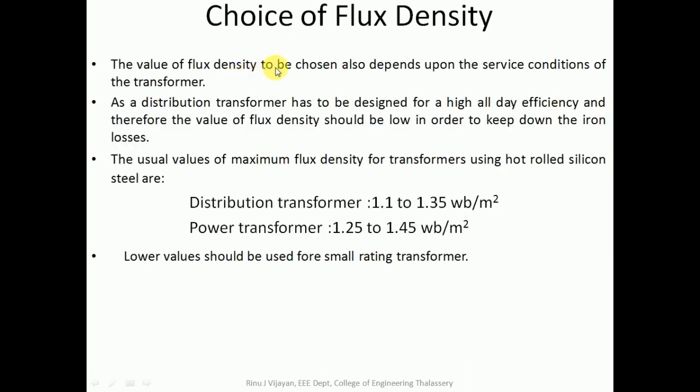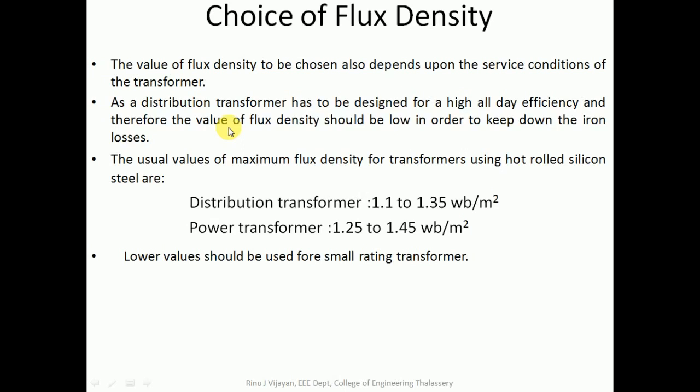The selection of flux density must depend upon the service conditions of the transformer. In the case of a distribution transformer, they are designed for a high all-day efficiency. So if you take a very large value of flux density, then the value of iron losses will also be very large. As I have explained in the last class, the distribution transformer remains turned on during the 24 hours of the day. Whether they are carrying the load or are in unloaded condition doesn't matter. So energy is always lost from this transformer in the form of iron losses.